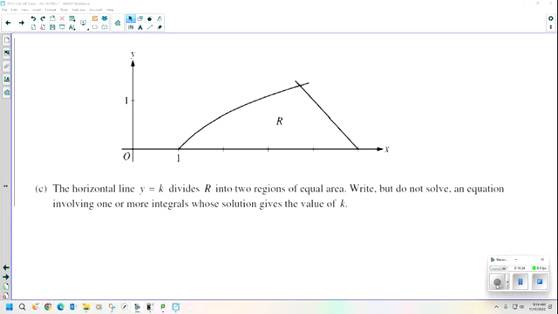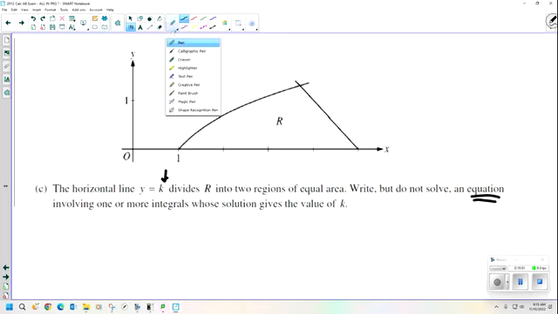All right, so write, but do not solve, an equation involving one or more integrals whose solution gives the value of k. So I'm going to set up an equation that would help me solve for k.